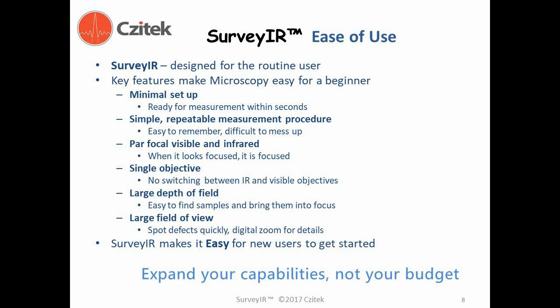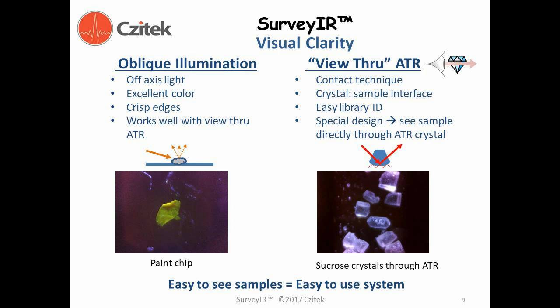SurveyIR has a large depth of field. Even when the sample is not in focus, you are able to observe surface features and quickly bring the sample into focus. Lastly, SurveyIR has a large field of view. This allows the user to locate samples more easily and quickly. With SurveyIR, infrared microspectroscopy performance is not compromised, either in microscopic image quality or infrared spectroscopy performance and flexibility.